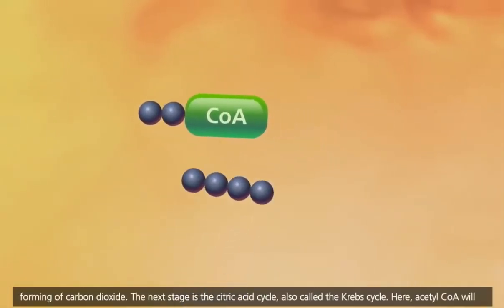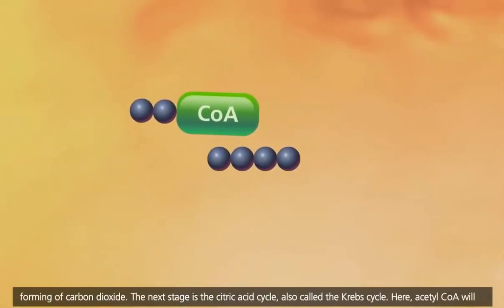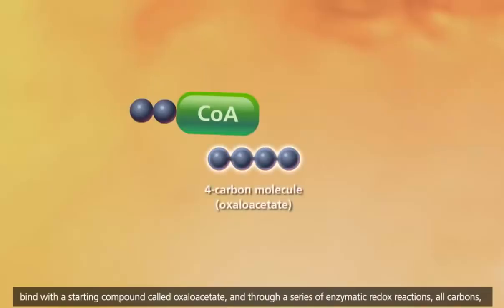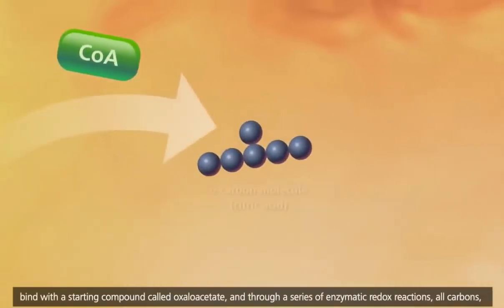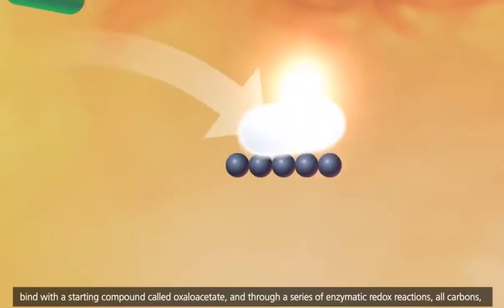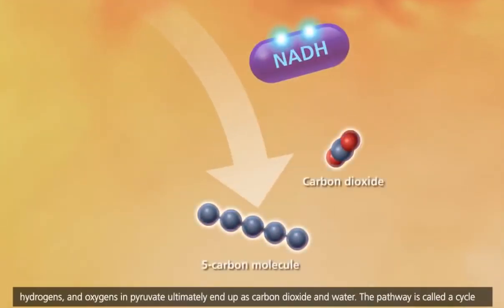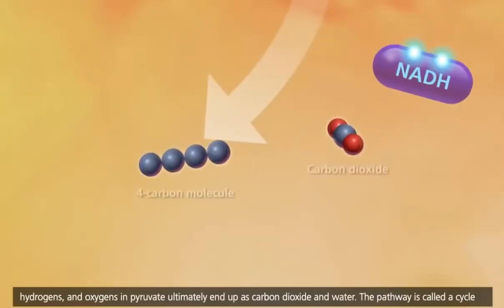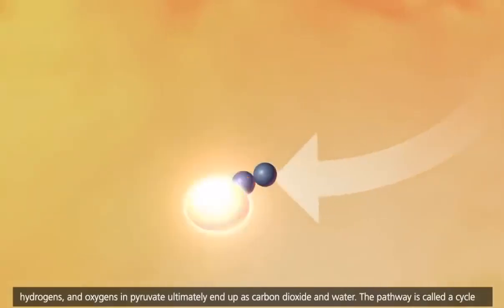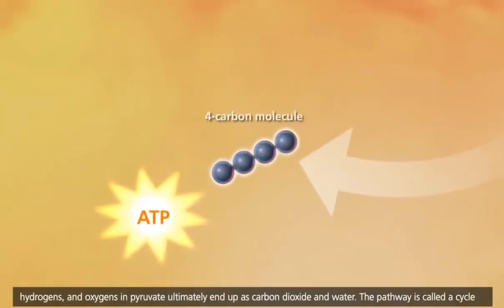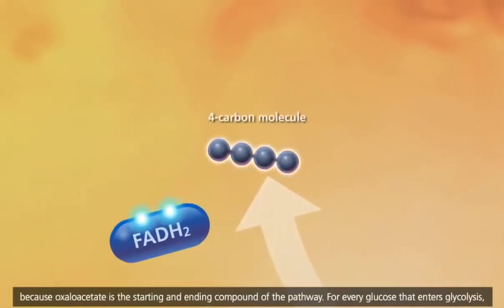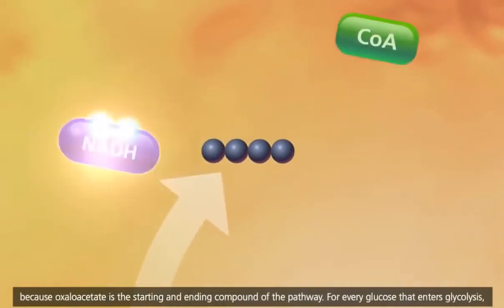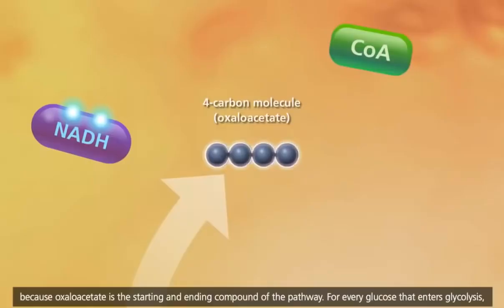The next stage is the citric acid cycle, also called the Krebs cycle. Here, acetyl-CoA will bind with a starting compound called oxaloacetate, and through a series of enzymatic redox reactions, all carbons, hydrogens, and oxygens in pyruvate ultimately end up as carbon dioxide and water. The pathway is called a cycle because oxaloacetate is the starting and ending compound of the pathway.